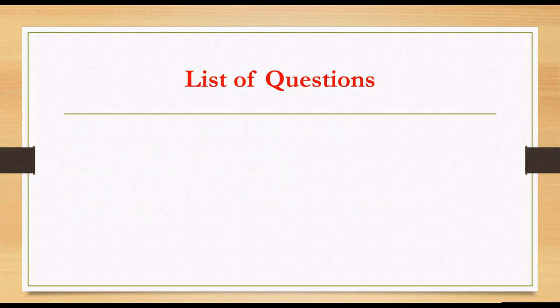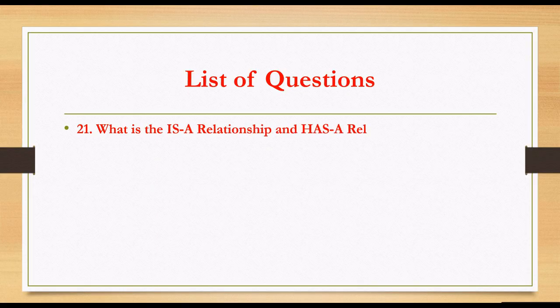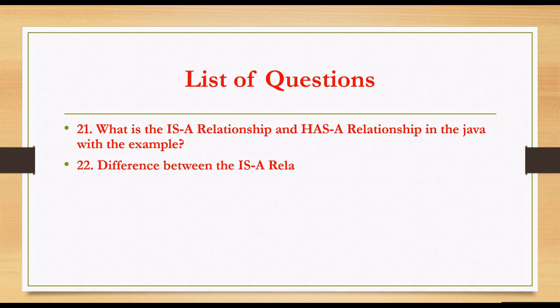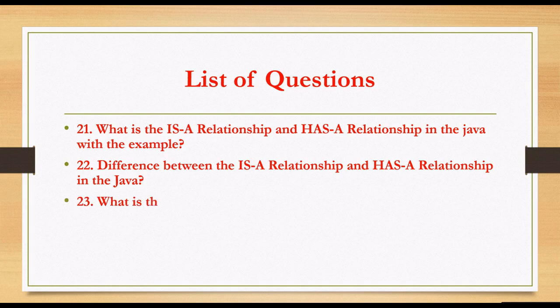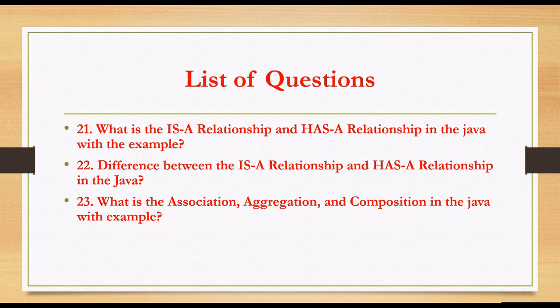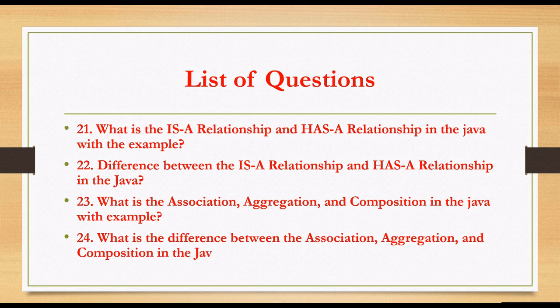So in this video we cover the following type of questions. The first question we will cover in this video: what is the is-a relationship and the has-a relationship in Java, with an example. Next, the difference between the is-a relationship and the has-a relationship in Java. Next, what is association, aggregation and composition in Java with an example. And the last question we will see in this video: what is the difference between association, aggregation and composition in Java. All those questions we cover in detail in this video. So let's get started with the first question.